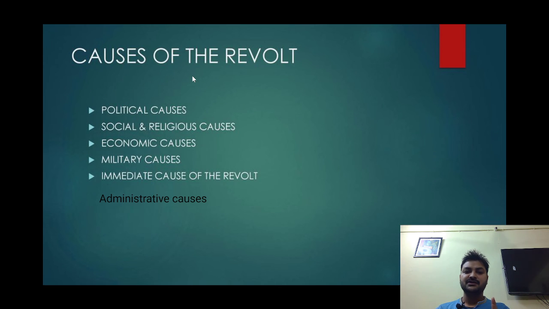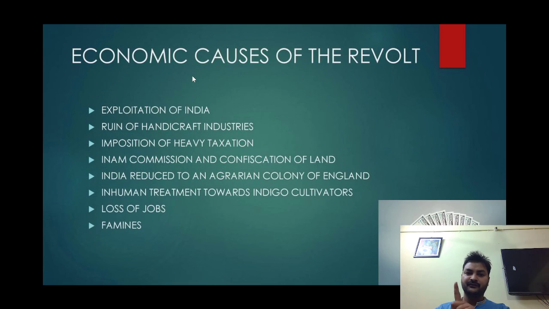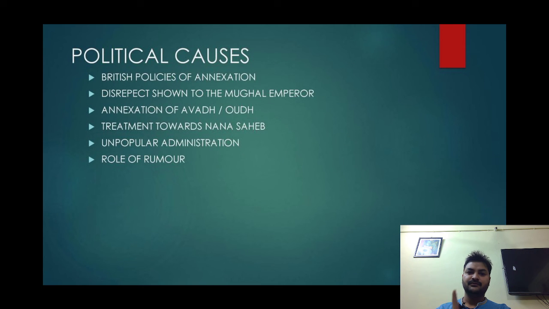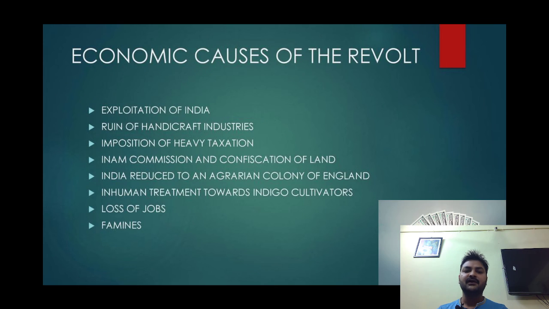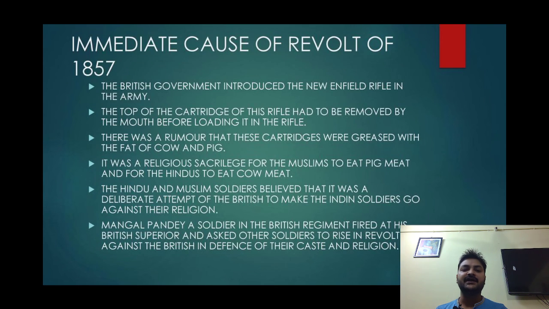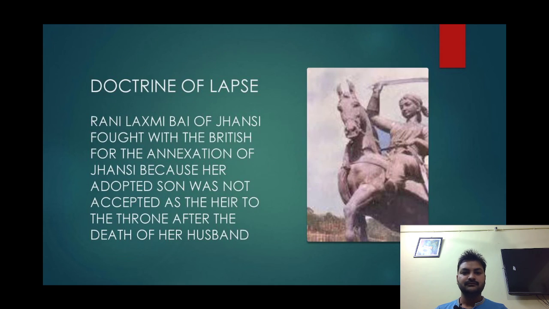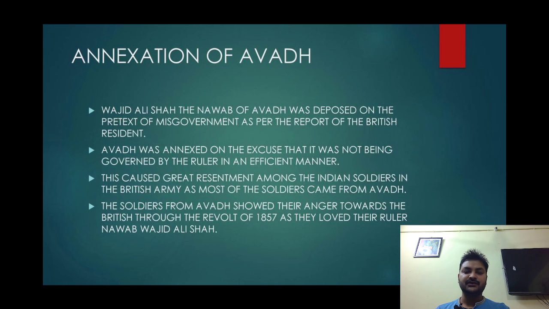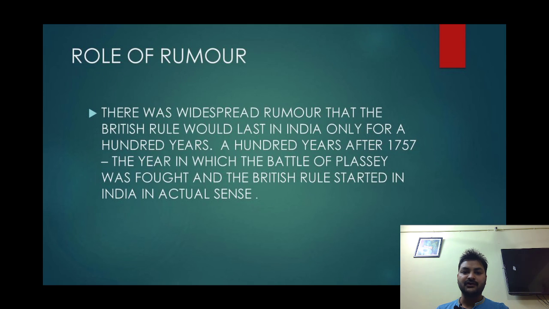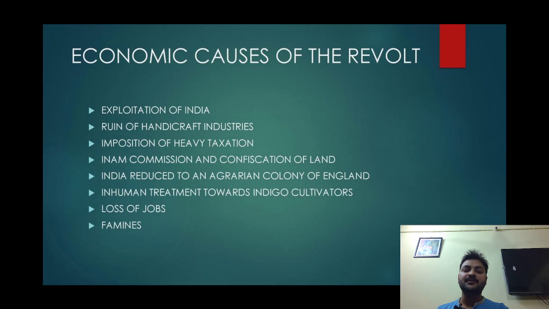What were the political causes? You understood it? First, the British policy of annexation, subsidiary alliance, and Doctrine of Lapse. Second, disrespect to the Mughal emperor, disrespect to the Awadh ruler, and the annexation of Awadh, their unpopular administration, everything. We understood it. Now let's come to the economic causes in detail. We already understood the political causes. Now coming to the economic causes of the revolt.